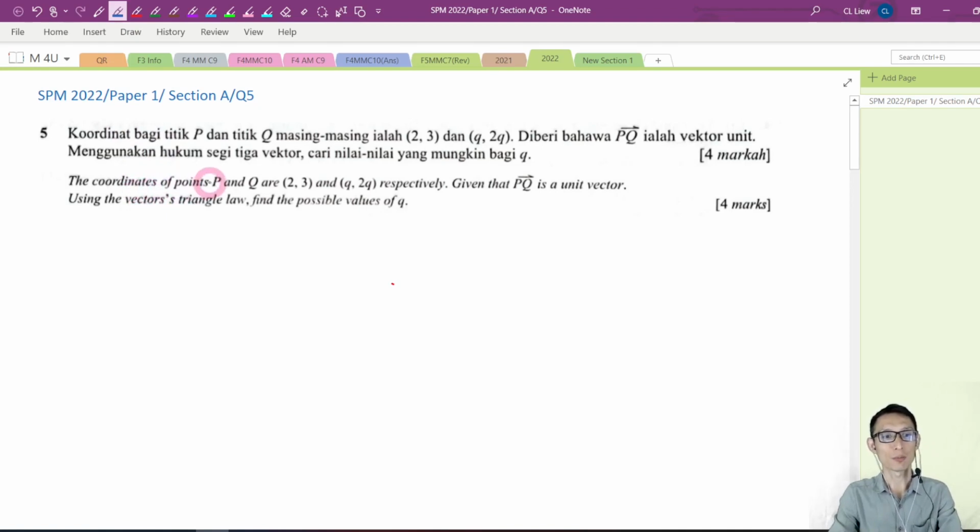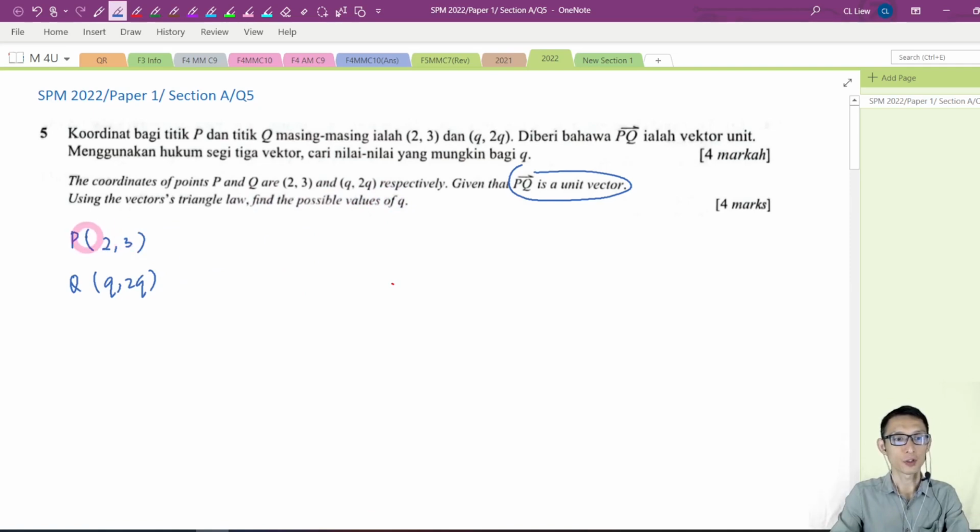The coordinates of point P and Q are (2, 3) and (q, 2q) respectively. So now, the coordinate of P is (2, 3) and the coordinate of Q is (q, 2q). Given that PQ is a unit vector, using the vector triangle law, find the possible value of q.